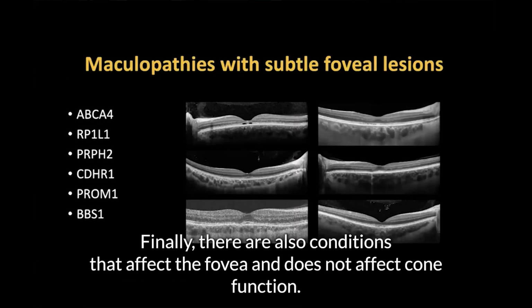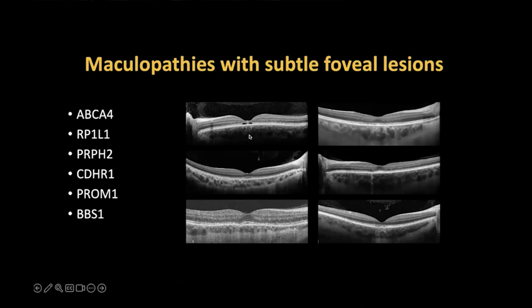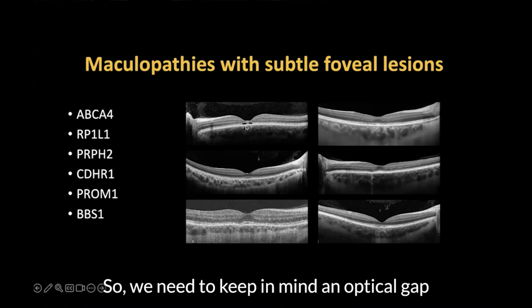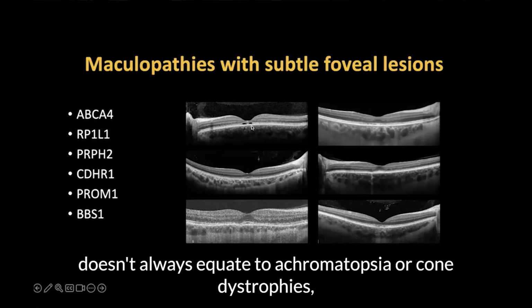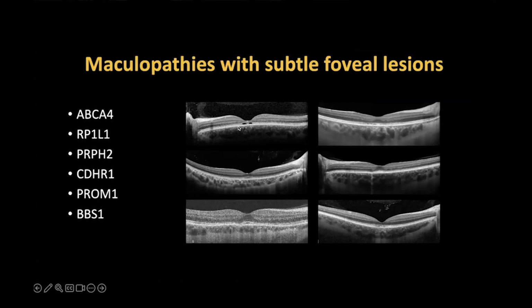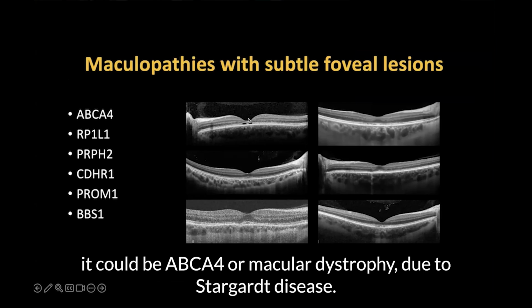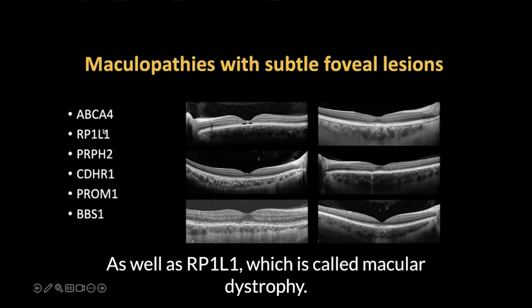Finally, there are also conditions that affect the fovea and do not affect cone function. So we need to keep in mind an optical gap doesn't always equate to achromatopsia or cone dystrophies. It could be ABCA4 or macular dystrophy due to Stargardt's disease, as well as RP1L1, which is occult macular dystrophy.